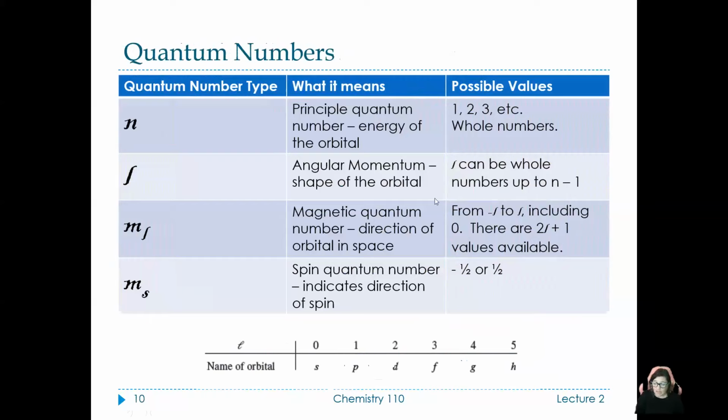And then MS is our spin quantum number. It indicates the direction of the spin, either clockwise or counterclockwise, and it's either negative 1/2 or 1/2, okay? Why do I care about all of this? Because no two electrons can have the same set of quantum numbers, all right? So we have to know what we're talking about.